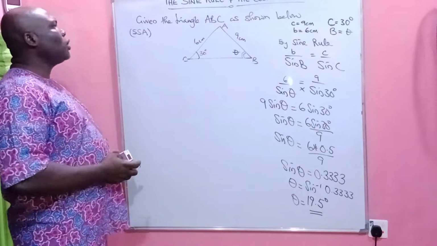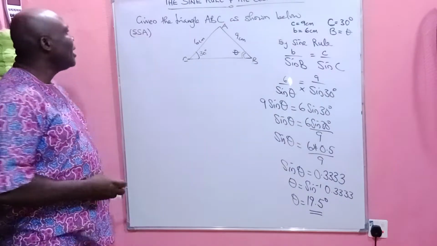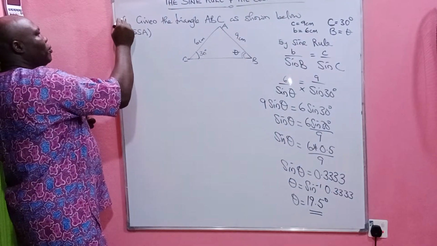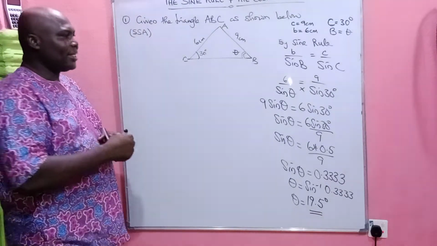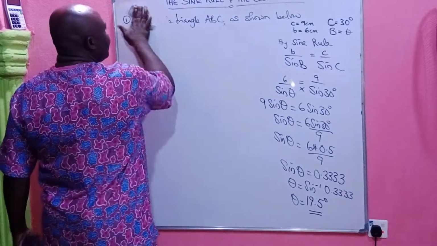All right, sometimes you apply the sine rule using AAS. Let's take that as a second example. Let's say we've been given AAS. How do we apply the sine rule? So let's try something else.